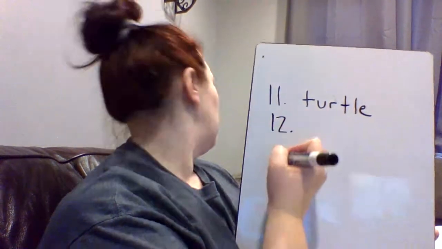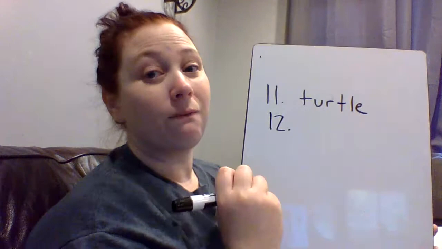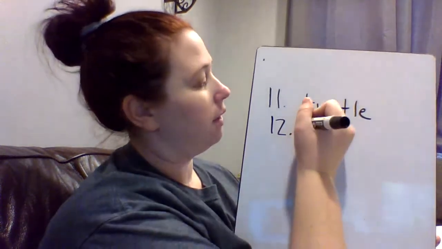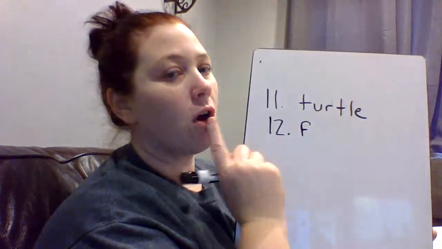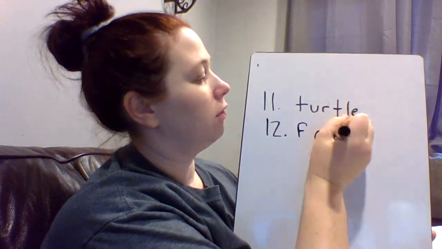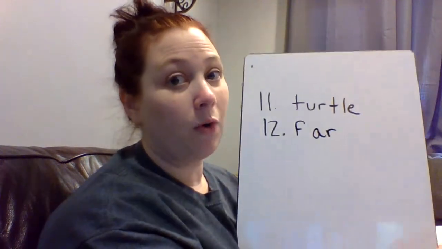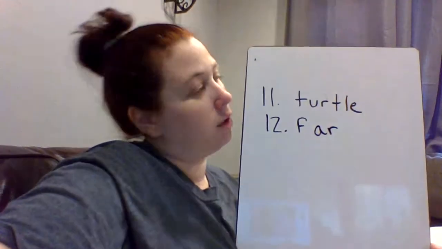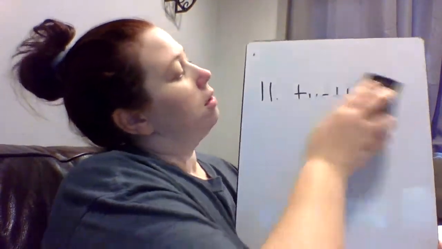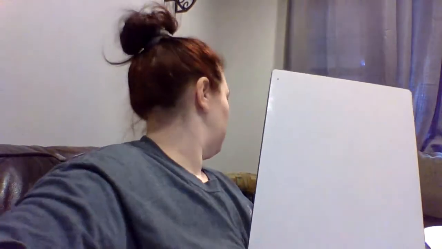And number 12, we are going to spell far. F, and then R, our combination A-R sound. Far. All right, make sure you get those down before we move on to our new song. All right, let's look at these words.